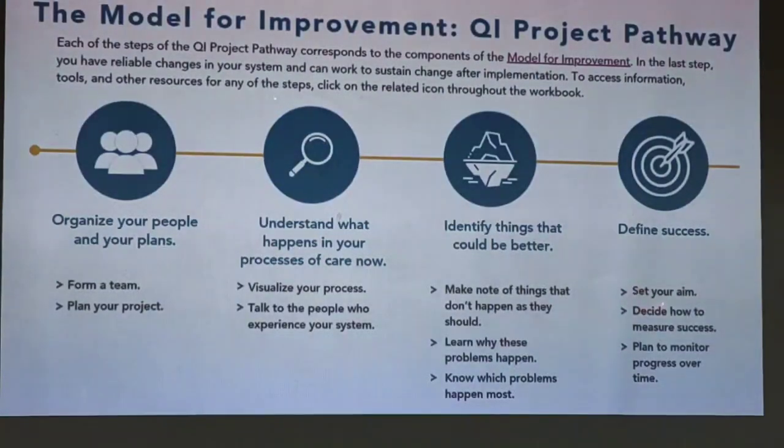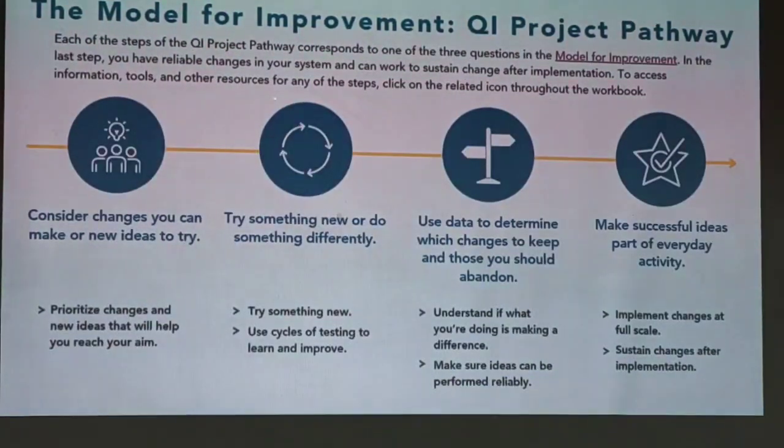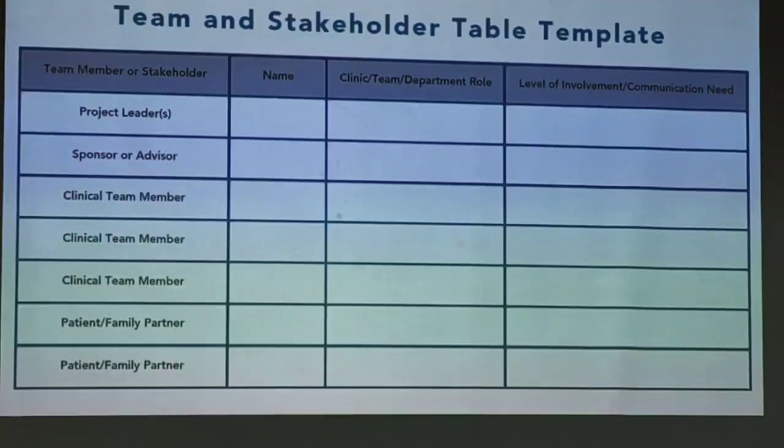And then how are we going to define success? How are we going to set our aims, decide what measures are going to show significant improvement for us? And then we need to consider what changes we can actually make and prioritize things, try something new, do something differently, use these cycles to keep improving, and then determine what we're going to do. Is it working? Are we keeping it? If it's not making a difference, are we stopping it? And then make those successful ideas part of our everyday activity.